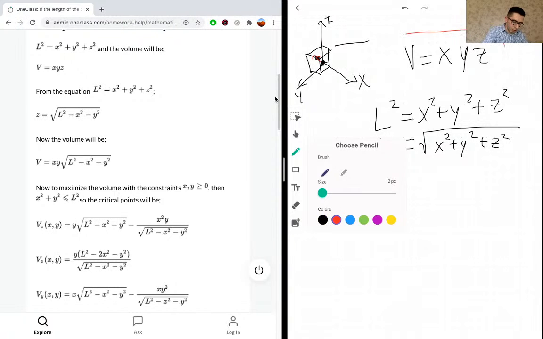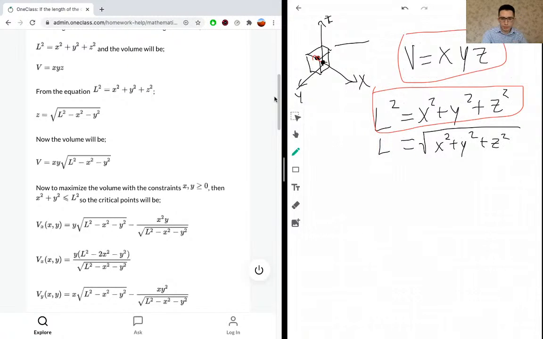We have one equation, and then we have another equation. So we want to substitute them into each other to find an equation that has all the variables in one equation. So we have here volume.